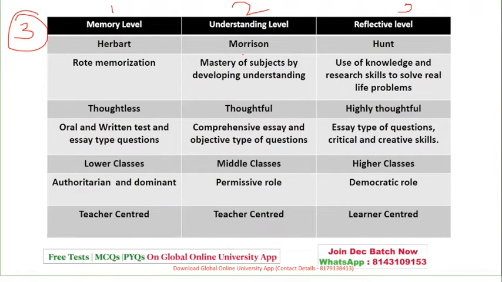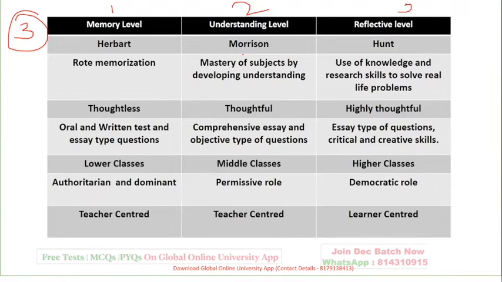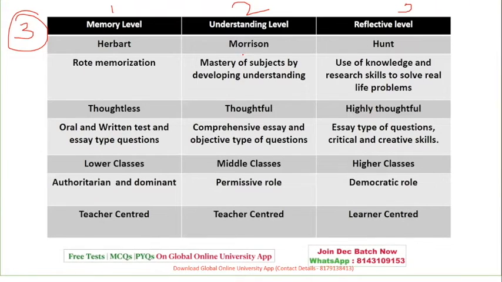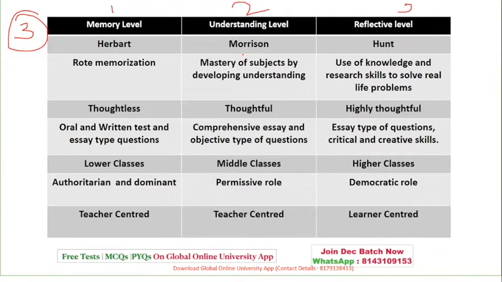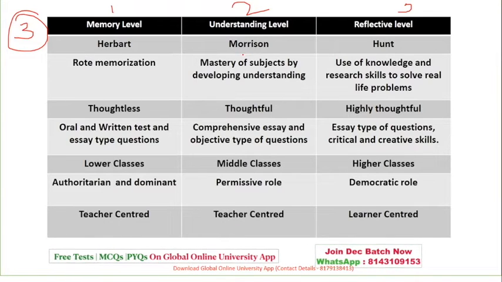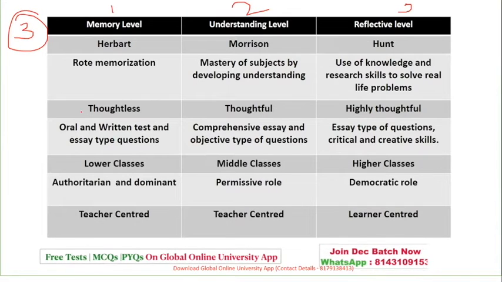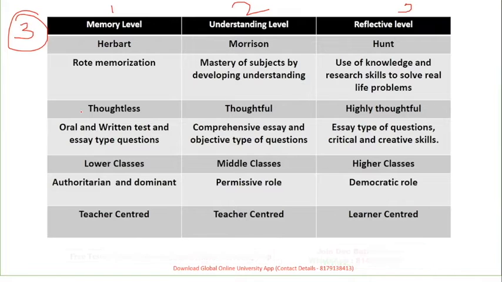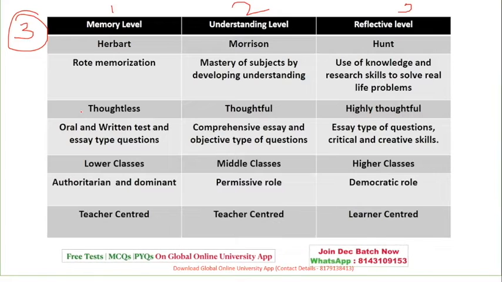Now let's see the features of every level. When we go with the memory level, it is basically rote memorization and recalling. Understanding is mastery of the subject, to understand it. Reflective level is the use of knowledge and skills in order to solve a problem. Now, the next topic is how teaching happens at each level. The memory level is thoughtless, understanding is thoughtful, and reflective is highly thoughtful.